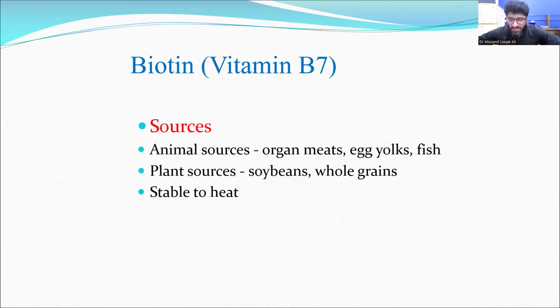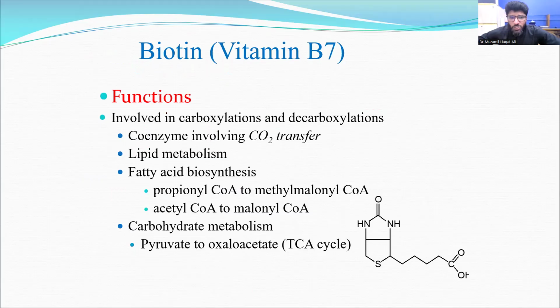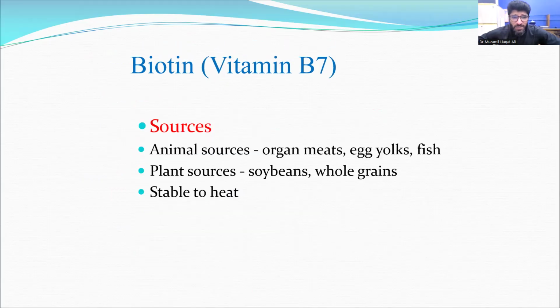So next is vitamin B7, right? B7 or biotin is crucial for carboxylation reactions. It acts as a carbon dioxide carrier. Let's talk about the sources of vitamin B7. The major sources are animal sources: organ meats, egg yolk, fish. The plant sources include soybean and whole grains, and one property of biotin is that it is heat stable, right?